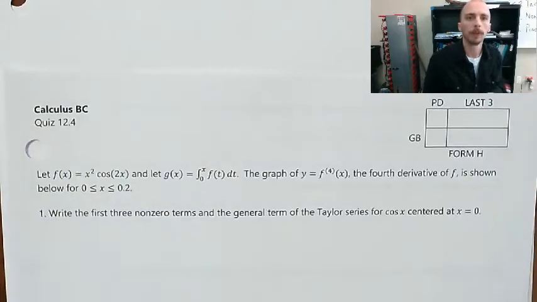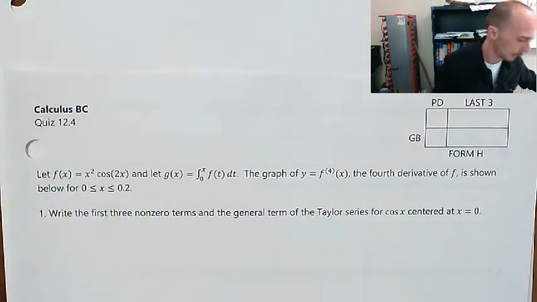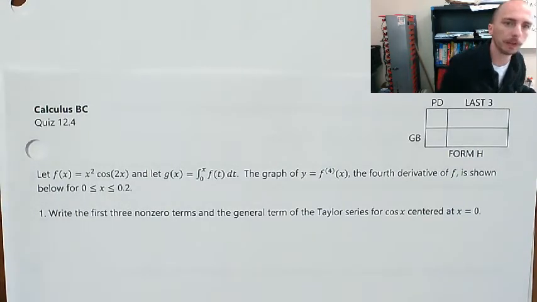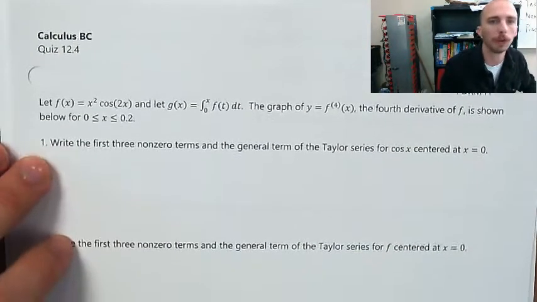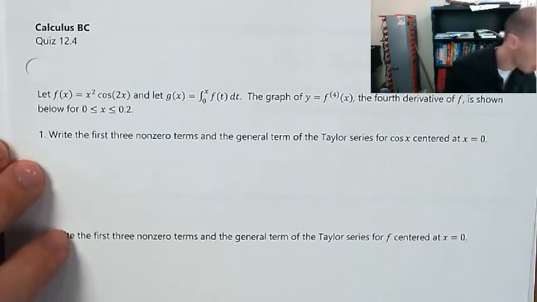Alright, welcome. In this video, I'm going to be working through BC Quiz 12.4 Form H. This is a free response quiz about Taylor series, and the first one's talking about the first three non-zero terms and the general term of the Taylor series for cosine x centered at x equals 0. That's just one that we're supposed to know. It's the Maclaurin polynomial for cosine x.